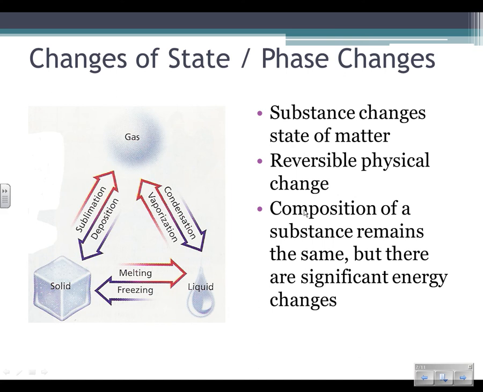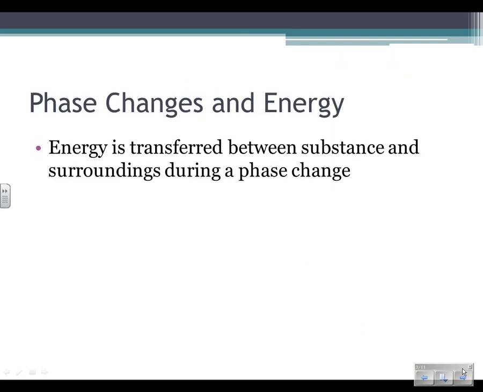When water goes from being an ice cube to being a glass of water, it's still two hydrogens chemically bonded with one oxygen. Does it have the same properties? No, but it's still the same stuff. So a phase change is a physical change. Now, here's the big key for today: significant energy changes. During a phase change, energy is going to be transferred between the substance and the surroundings. There has to be some kind of energy change between substance and surroundings.